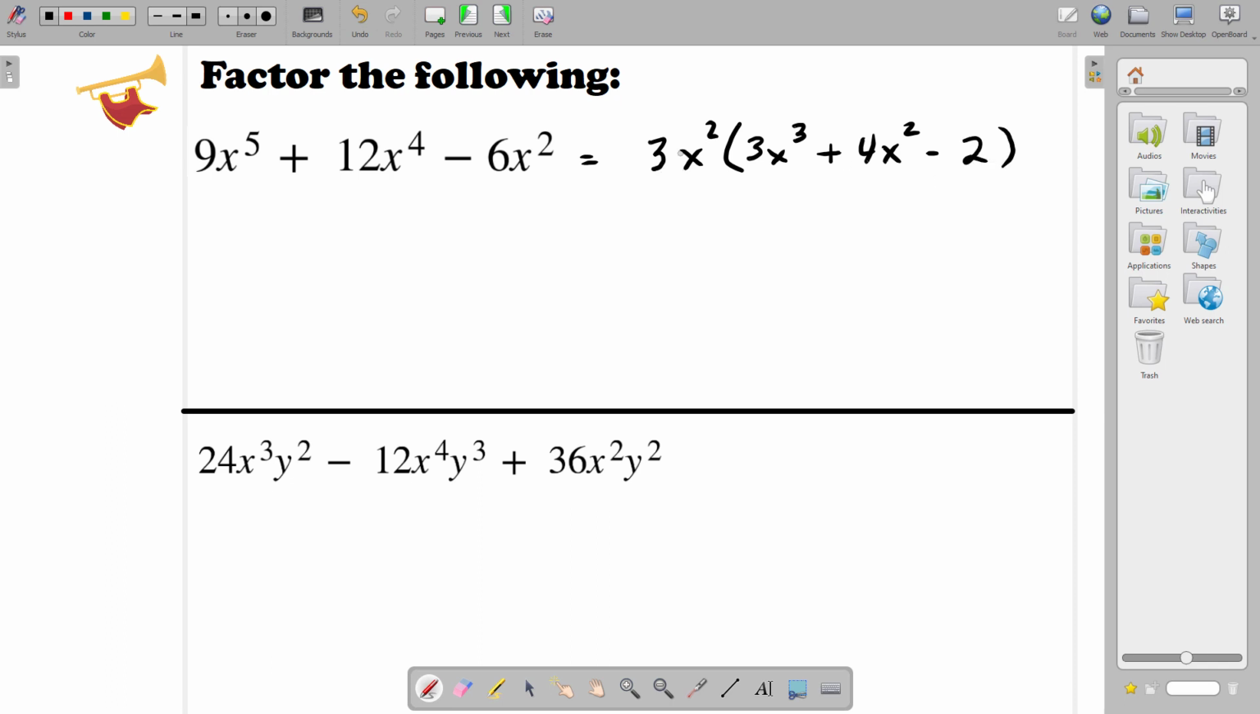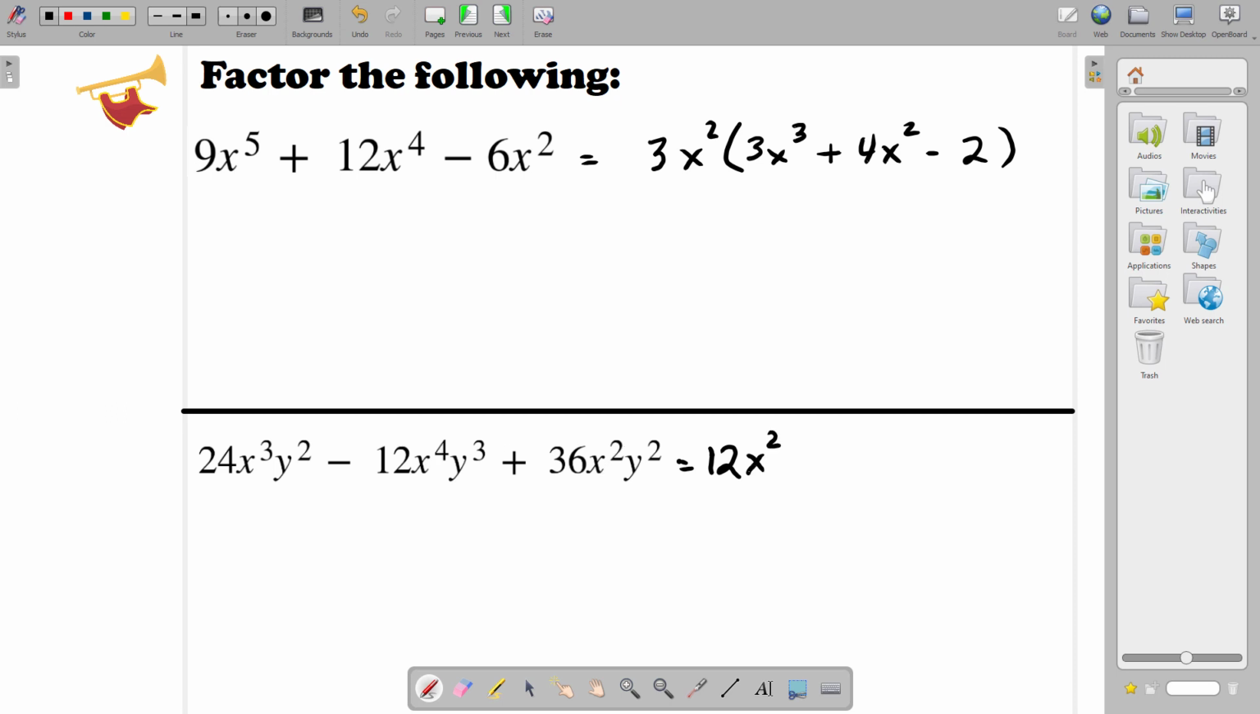-2 times 3x squared is -6x squared. Let's take a look down here. We need to look at each of our terms. And I know that 12 will go into 24, 12 goes into 12, 12 goes into 36. So I'm going to factor out a 12. And then I've got an x cubed, x to the 4th, and x squared.